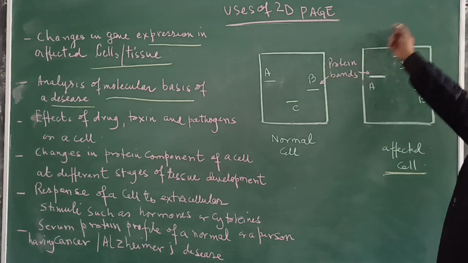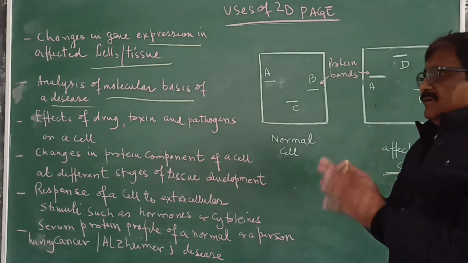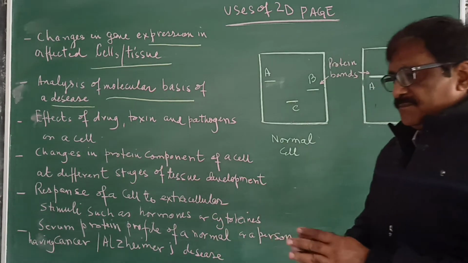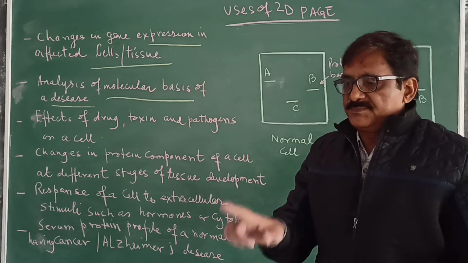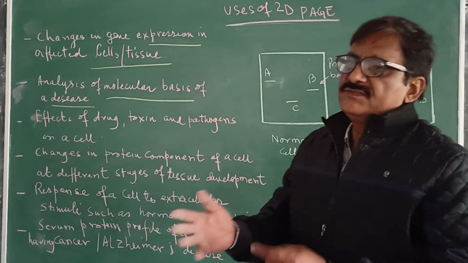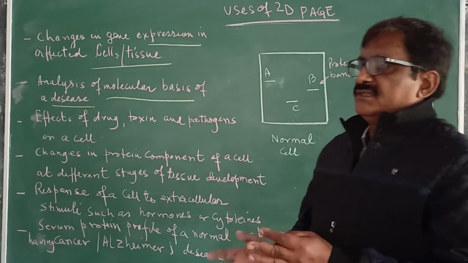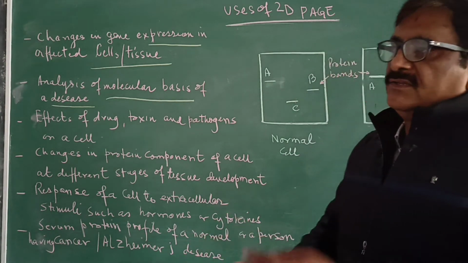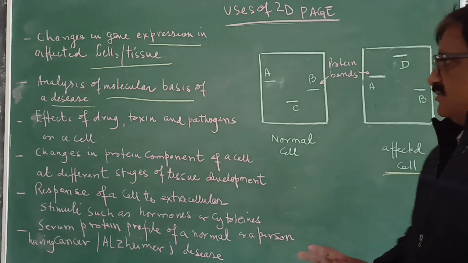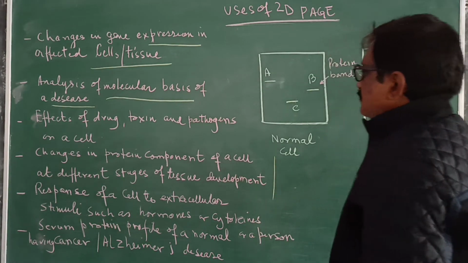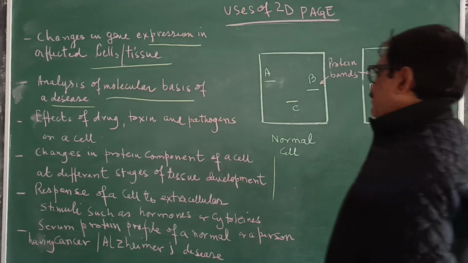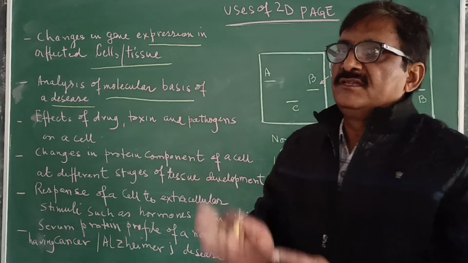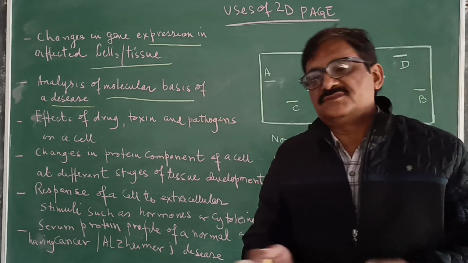By this way we can come to a conclusion that this particular gene or protein is present at this particular stage of development, and what type of function a protein performs at that stage. So we can analyze the components of cell proteins at different stages of tissue development, and study the molecular basis of tissue development as well.